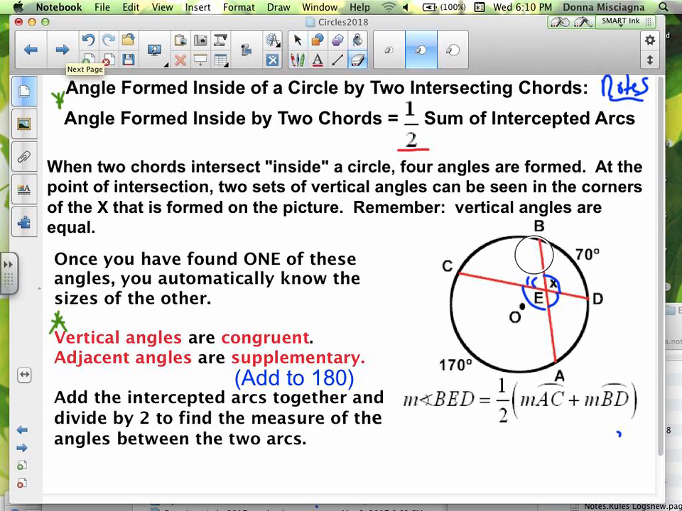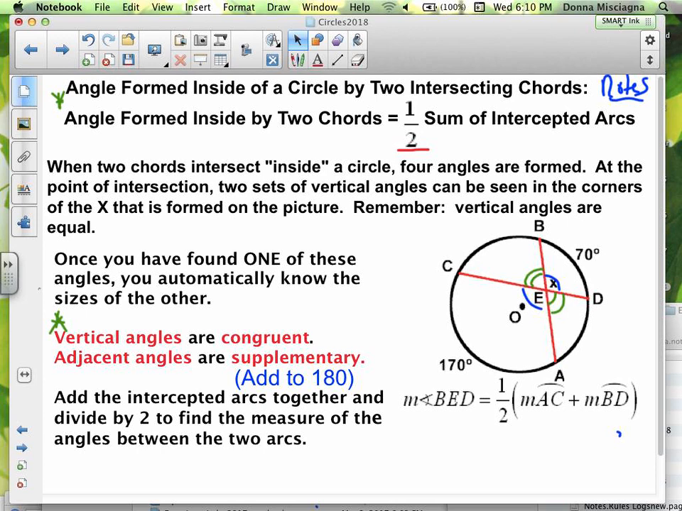And actually, once we find one of the measures of the angles that are formed by this intersection, we know the measures of all 4, because we have two pairs of vertical angles, and the vertical angles are congruent, and we have 4 pairs of adjacent angles, and the adjacent angles are supplementary. They add to 180. So it's really easy to find the measures of these angles because we don't need a whole lot of information before we know all of the angles. So we're going to add the intercepted arcs together to find the measure and divide by 2.